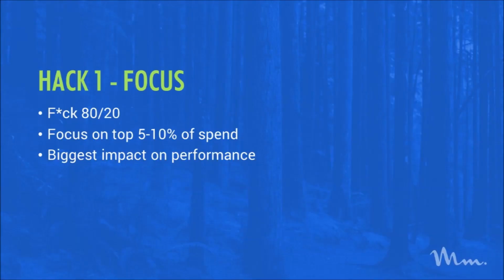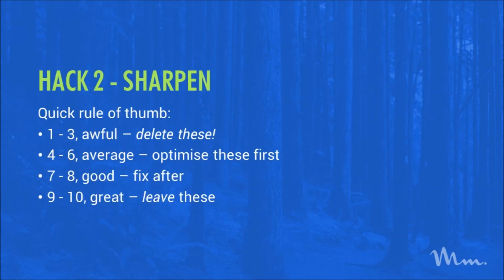Okay, first hack on the list is to focus. This is really straightforward, less of a hack, more of an account optimization understanding. If you actually look at your account from a keyword level, you'll find typically that 5 to 10% of your keywords are spending all your money, and the vast majority aren't. Therefore you want to optimize and pay attention to and focus on this top percentile, because that's where you're going to get all your performance gains.